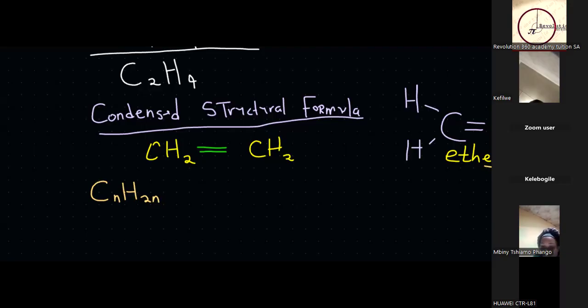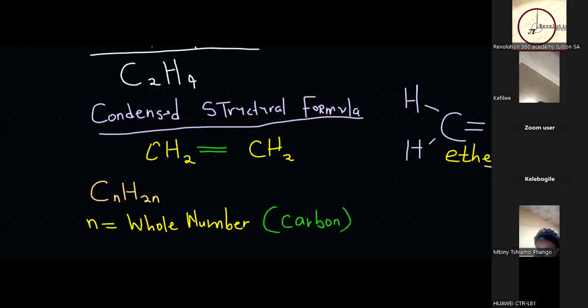I'm just going to explain what I mean by the whole number. n represents the whole number of carbon atoms. So what do I mean when I speak about the whole number? A whole number is a number that doesn't have decimals, like 1, 2, 3, 4, 5, 6, 7, 8, 9, 10 up until positive infinity. That's what we mean by the whole number.